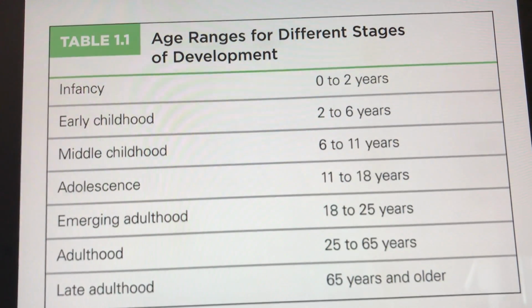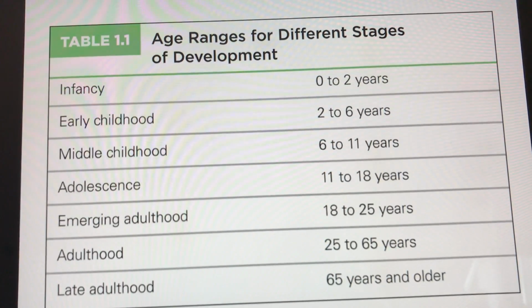Adulthood, from 25 to 65. And then finally, late adulthood, from 65 and forward. These are the 7 categories of human growth and development that we will study in depth this semester.